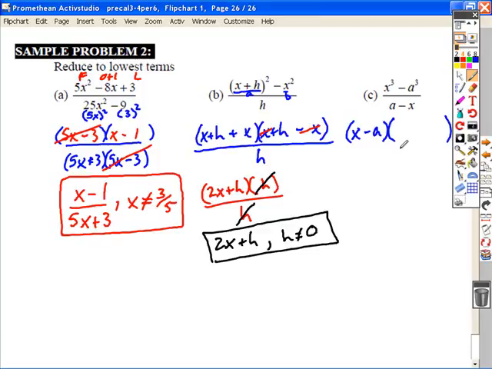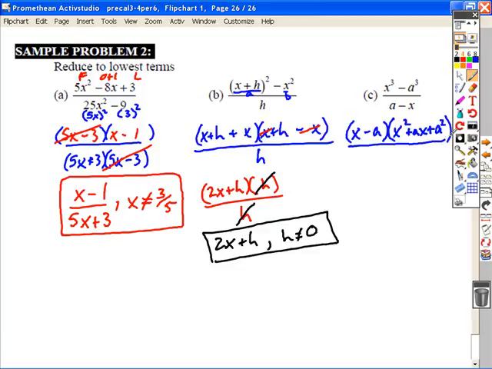Our trinomial factor is going to be the first term squared. The last term of our trinomial is going to be the second term squared. So negative a quantity squared is plus a squared. And then our middle term is going to be the opposite of the product of these terms. So x times a negative a is negative ax. Change the sign, we get plus ax. So there's our factor pattern for the difference of cubes. And now we're going to divide it by.